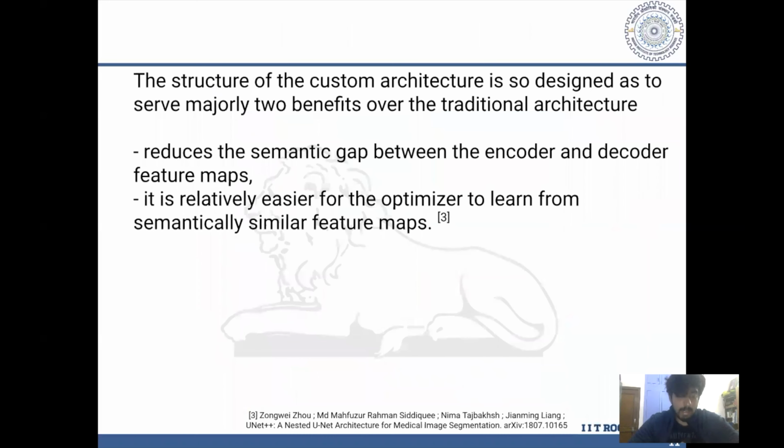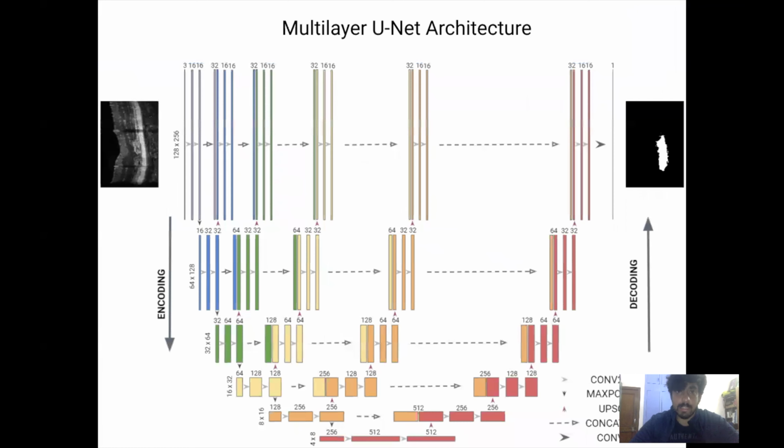And the second reason, following the first reason, is that if the feature maps are semantically similar, it's relatively easier for the optimizer to learn the weights, right? So this argument can be verified from the research paper which I have referenced in the slide below. So these are the two arguments which hinted to me that this architecture might perform better than the traditional U-Net architecture.